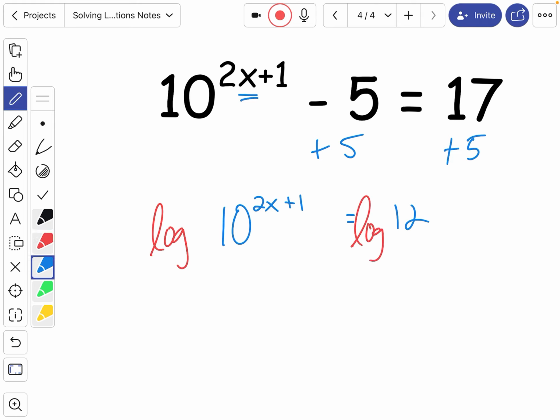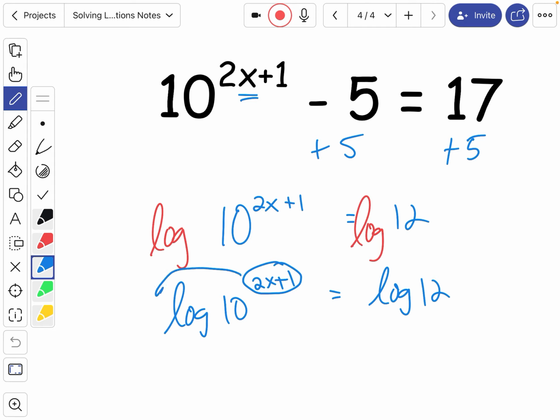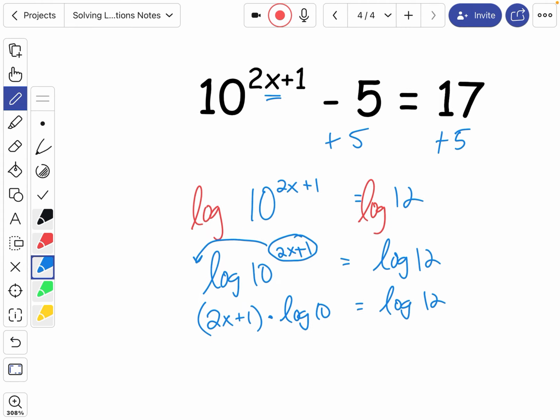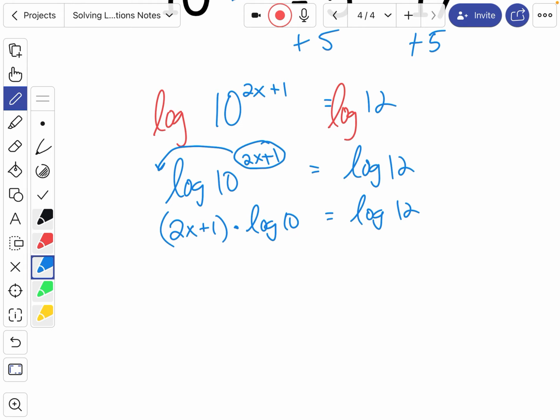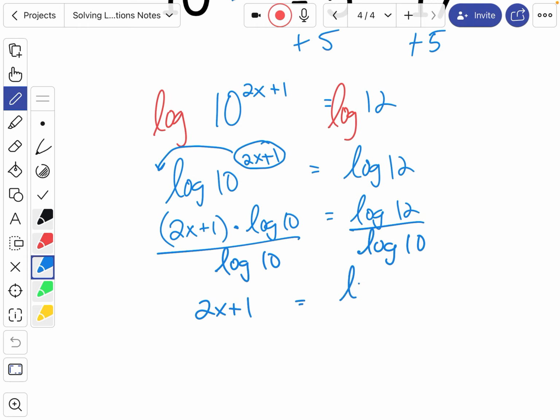So this becomes log of 10 to the 2x plus 1 equals log of 12. So since this is our exponent, I can pull that out in front. We get 2x plus 1, I'm going to put that in parentheses, times log of 10 equals log of 12. Okay, since we're multiplying by log of 10, I'm going to divide by log of 10 to cancel that out. And then I'm just going to do the calculator all at once. So we've got 2x plus 1 equals log of 12 divided by log of 10.